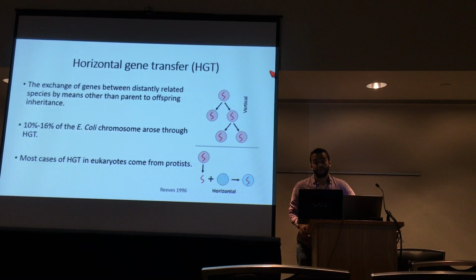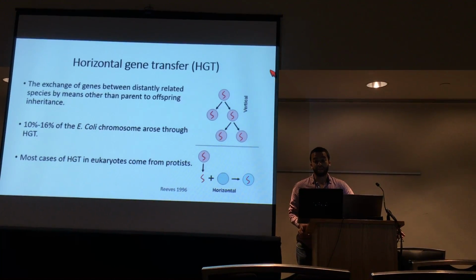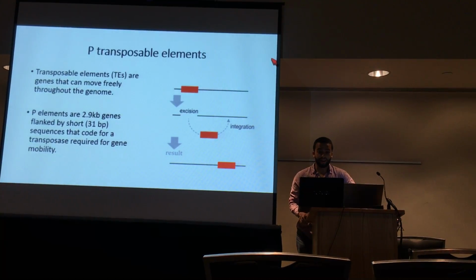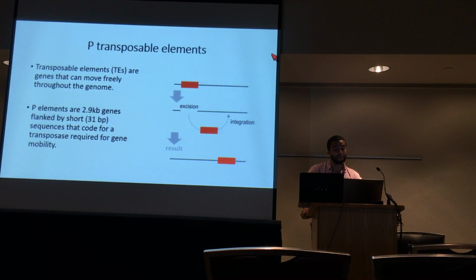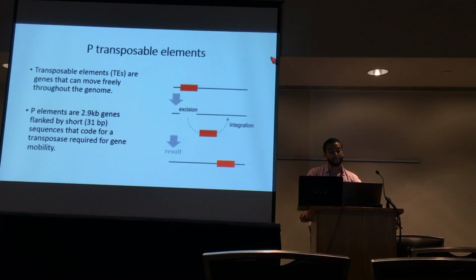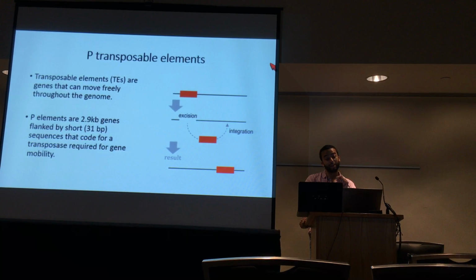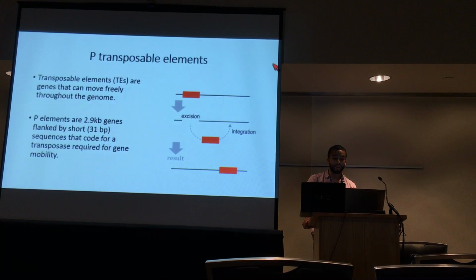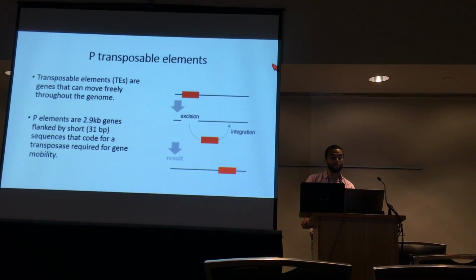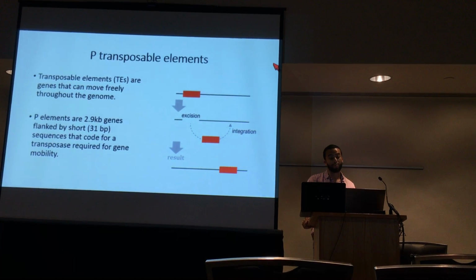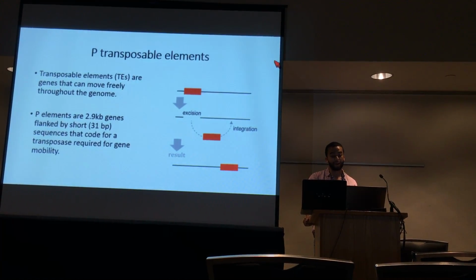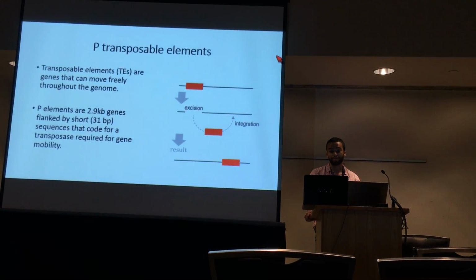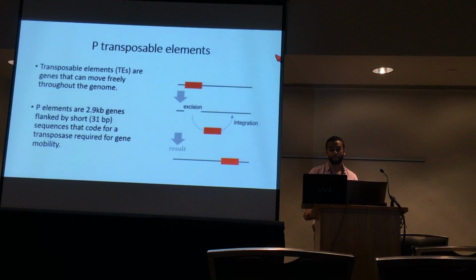With horizontal transfer in animal species, it's more likely that they will be successful if we have mobile, self-regulating, multiple gene copies compared to a single copy. So that's why transposable elements are a good place to start exploring these horizontal transfers in eukaryotes, because in particular, P transposable elements are these 2.9 kilobase genes that are flanked by a short sequence that within itself is able to transpose within the genome and replicate multiple times over.